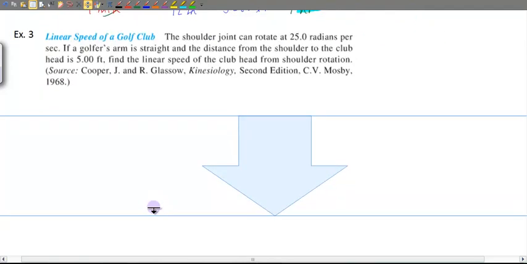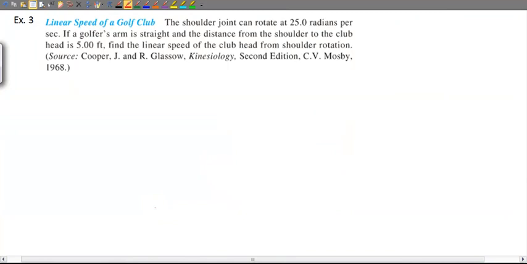This is the last example for this section, and it asks you to find the linear speed of a golf club. Just reading through this quickly, we can see that it says the shoulder joint can rotate at 25 radians per second. So if a golfer's arm is straight and the distance from the shoulder to the club head is 5 feet, what is the linear speed of the club head?